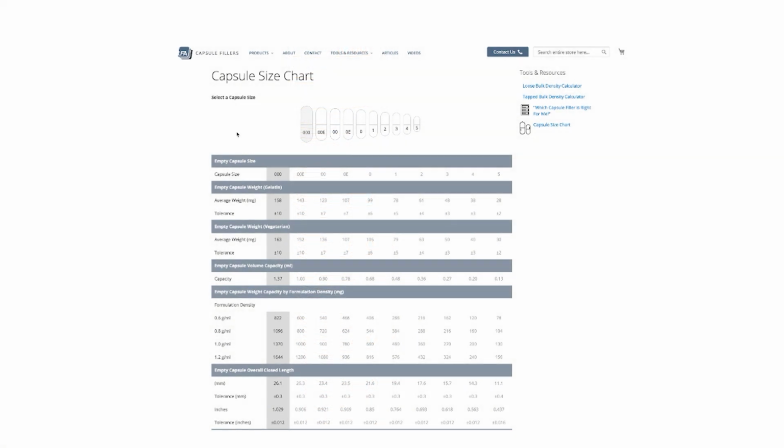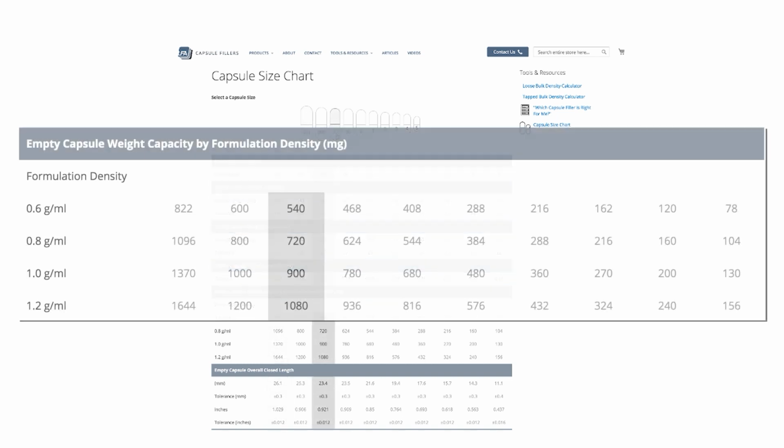On LFA's capsule size chart, you'll be able to see the empty capsule weight capacity by formulation in milligrams. If we look at a 00 capsule, which is the most popular size capsule, you can see if your formulation density is 0.6 grams per millilitre, you'll be able to fit 540 milligrams. But if your formulation density is 1.2 grams per millilitre, you'll be able to fit double the amount at 1080 milligrams. Again, this shows the major differences in what your formulation density makes.